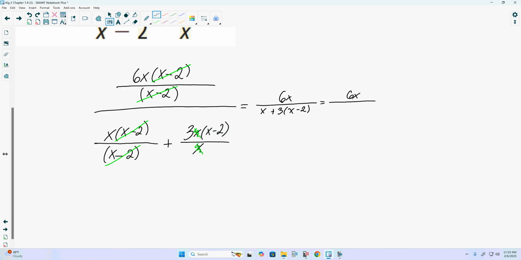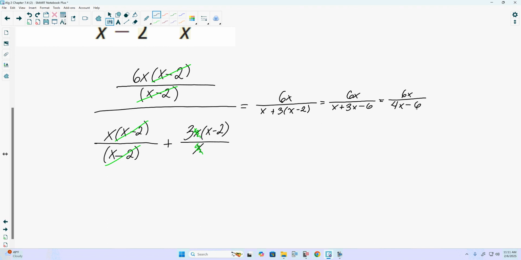Now, we can't say it's done because there is a possibility we do have like terms on bottom. When we distribute that positive 3, 3 times x is 3x. 3 times negative 2 is negative 6. X plus 3x is 4x minus 6. 6x is on top, one term, simplified as it gets.